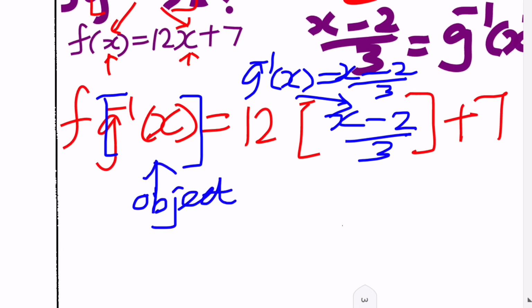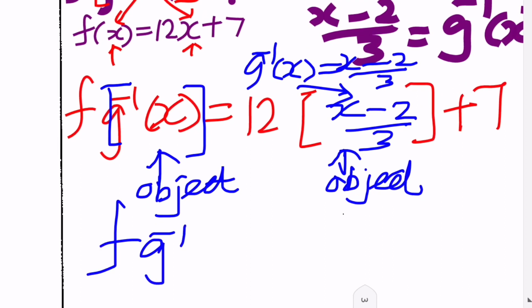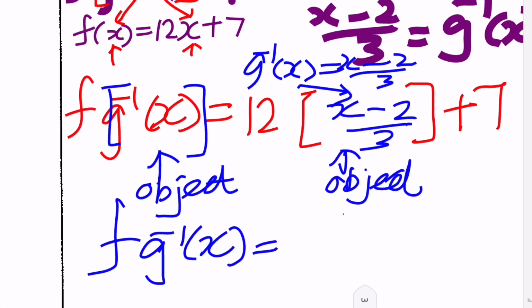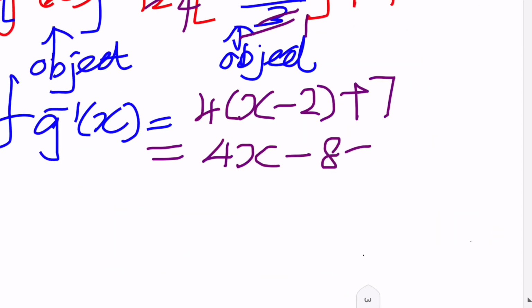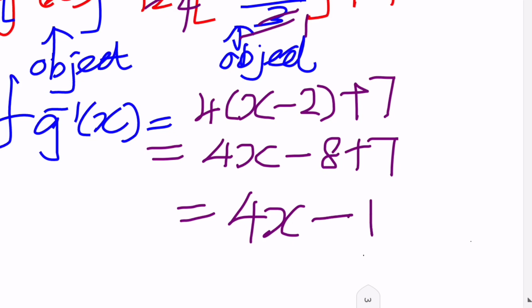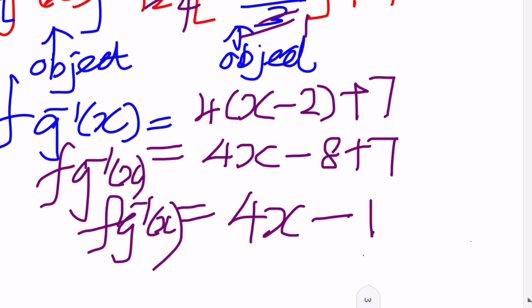So finally, you must understand the object is g inverse x, and on the right hand side, you must substitute the function which is the object for g inverse x, which is (x minus 2) over 3. Then you simplify: the 3 and 12 become 4, and you expand to get 4x minus 8 plus 7. After you simplify, your answer for the composite function f with the object g inverse x is 4x minus 1. Okay, clear? This is the so-called composite function.